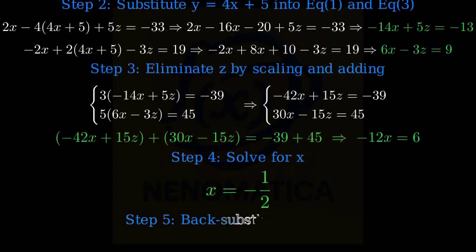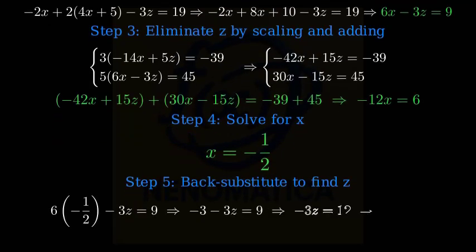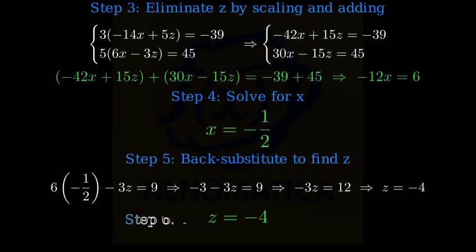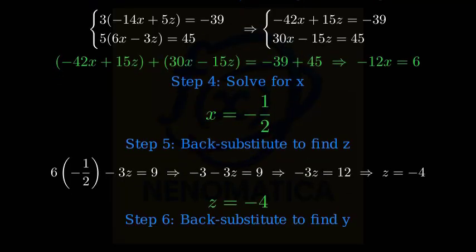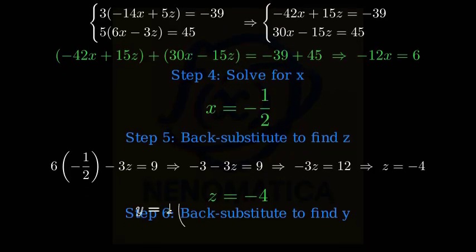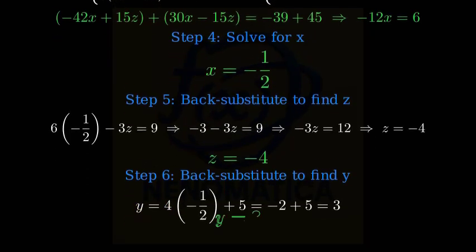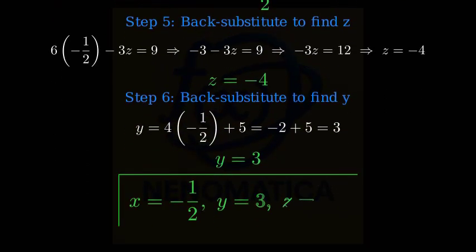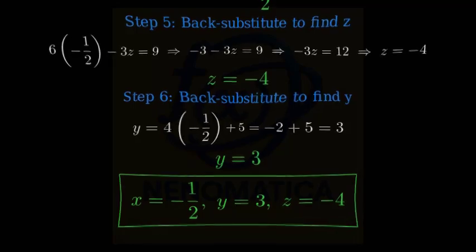Step 4. Solve for x from negative 12x equals 6. Step 5. Plug x equals negative 1/2 into 6x minus 3z equals 9 to find z. Step 6. Use y equals 4x plus 5 with x equals negative 1/2 to compute y. Therefore, the final solution, exactly matching the process from the prompt, is x equals negative 1/2, y equals 3, and z equals negative 4.